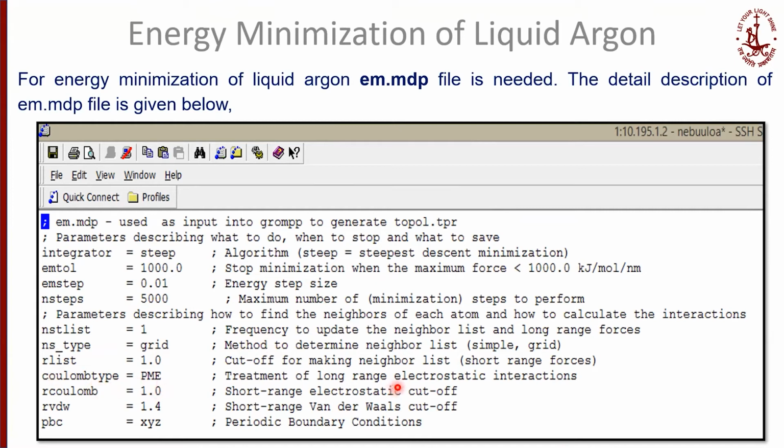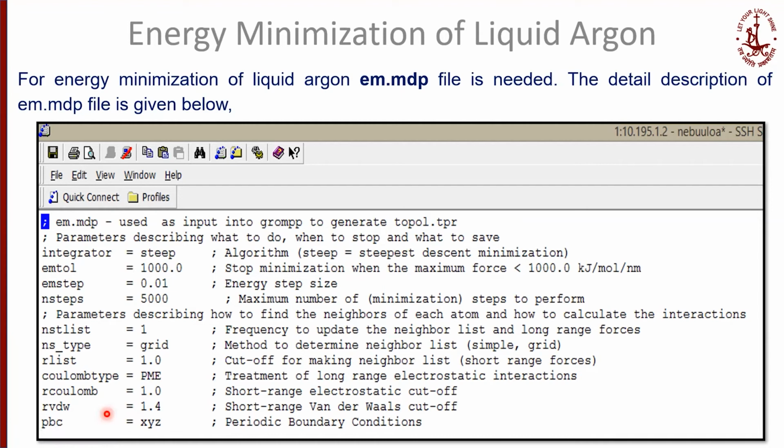Coulomb type. In order to treat long range electrostatic interaction, particle mesh Ewald sum is used. R Coulomb and R VDW are for the short range electrostatic cutoff and short range van der Waals cutoff. You can see the cutoff length is 1 nanometer, 1.4 nanometer. In all the MDP files in GROMACS, distance is in terms of nanometer, and energy that you get is in terms of kilojoule per mole. Please remember this. And as you can see, your box length is 3 nanometer. So all these cutoff lengths are less than 3.